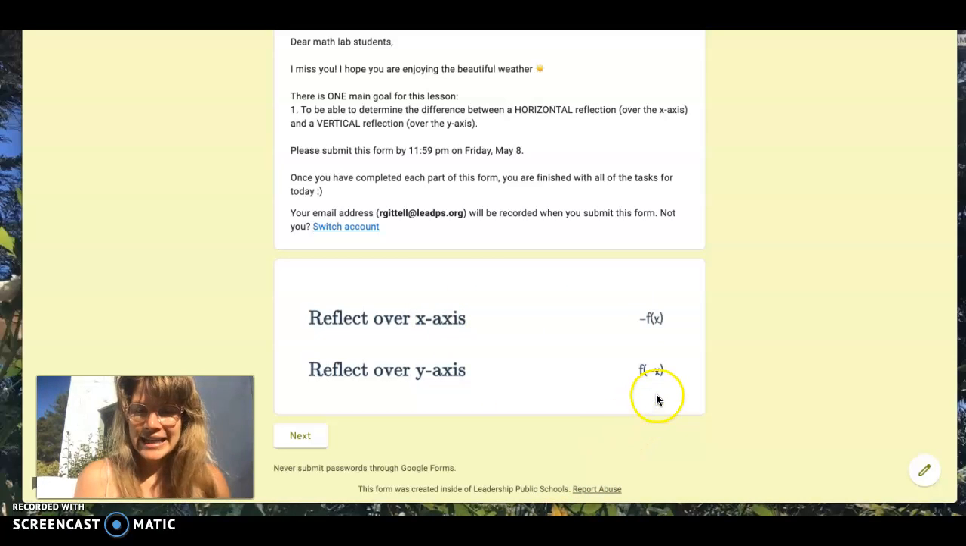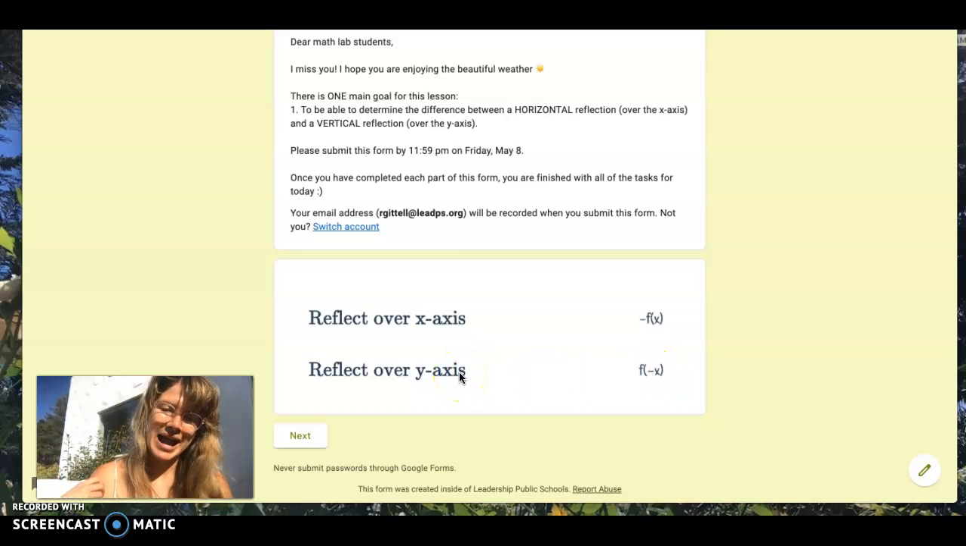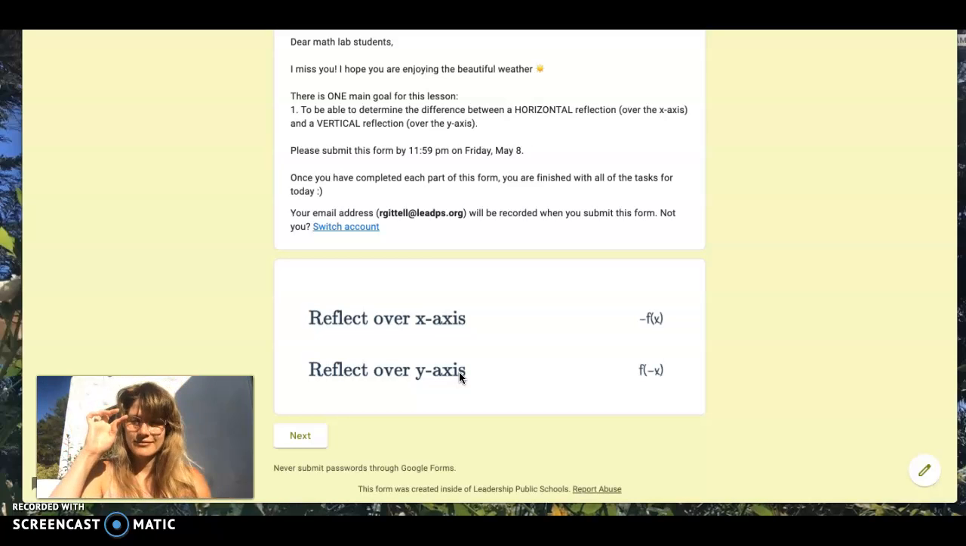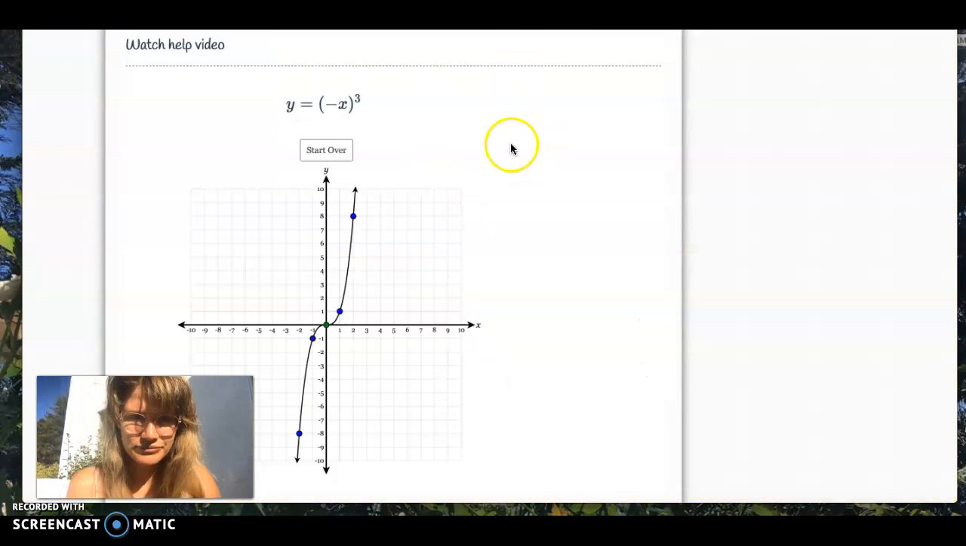When we have a negative inside of the function, it's going to cause a reflection over the y-axis. So it's going to cause a vertical reflection. Okay, these are just words, so let's see what this actually looks like.